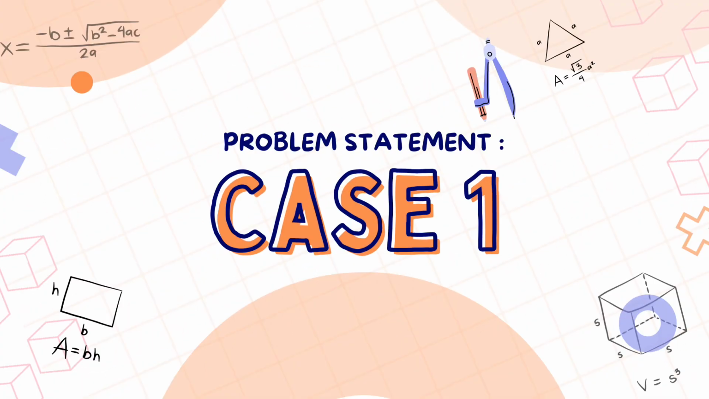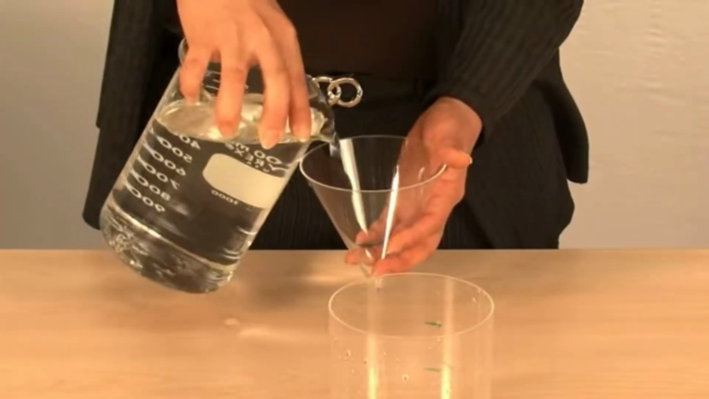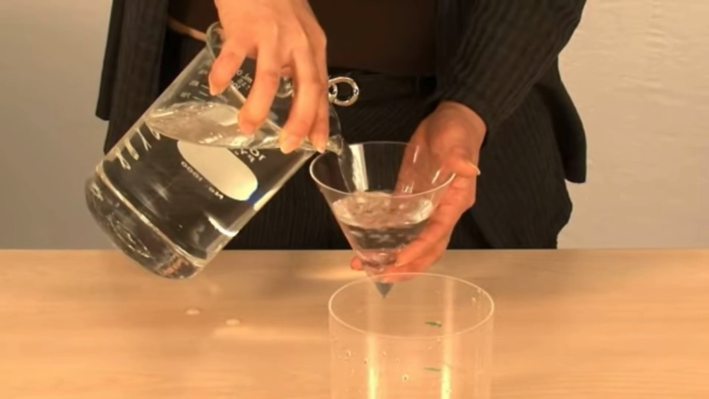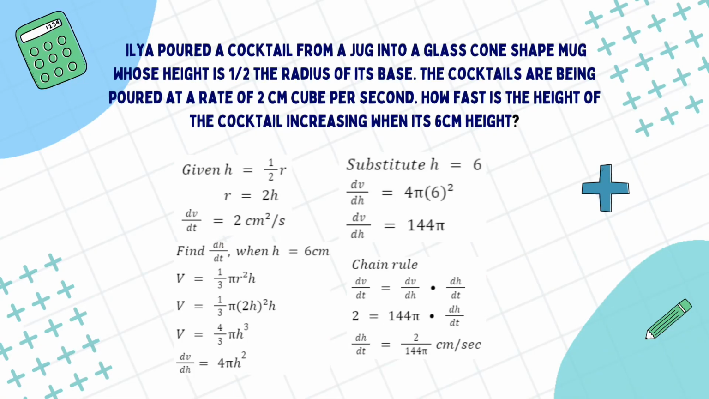Case 1. Ilya poured a cocktail from a jug into a glass cone-shaped mug, whose height is 1/2 the radius of its base. The cocktail is being poured at a rate of 2 cm³ per second. So, how fast is the height of the cocktail increasing when it's 6 cm high?